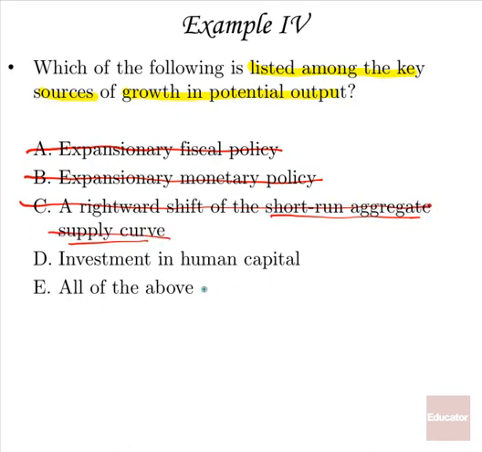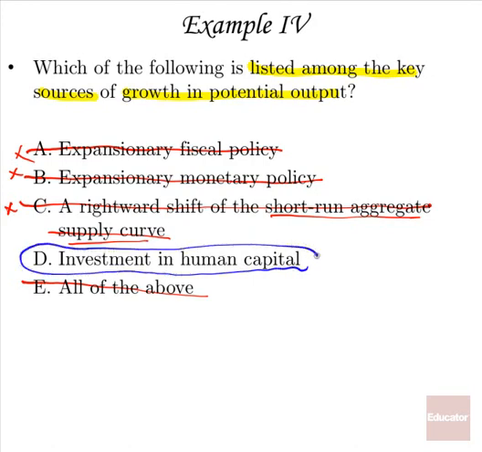Investment in human capital, or all of the above. Well, we know all of the above has to be incorrect because we've proven A, B, and C are actually incorrect. So investment in human capital is absolutely what's going to increase long-run economic growth. Okay, so again, you can look at all these things here, but if you want to look at the true measure of economic growth, it really has to do with the long run rather than the short run.